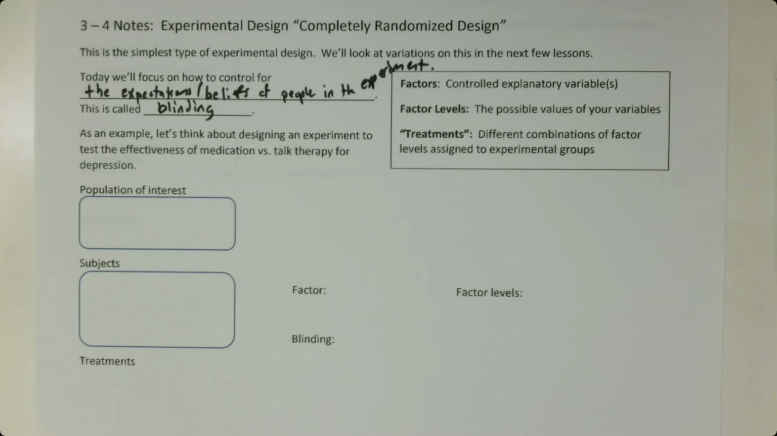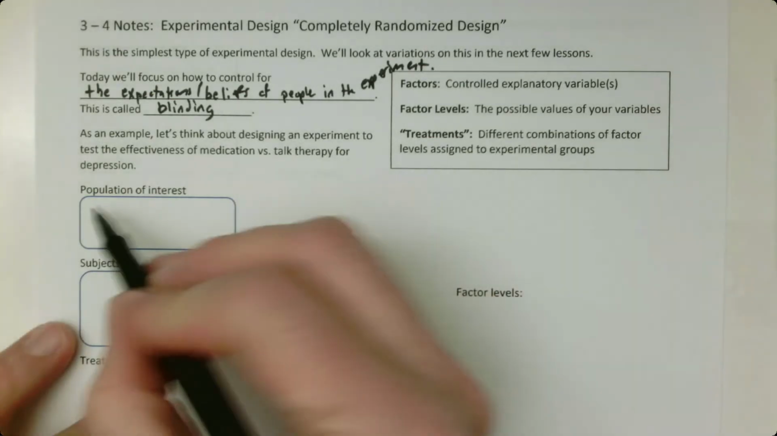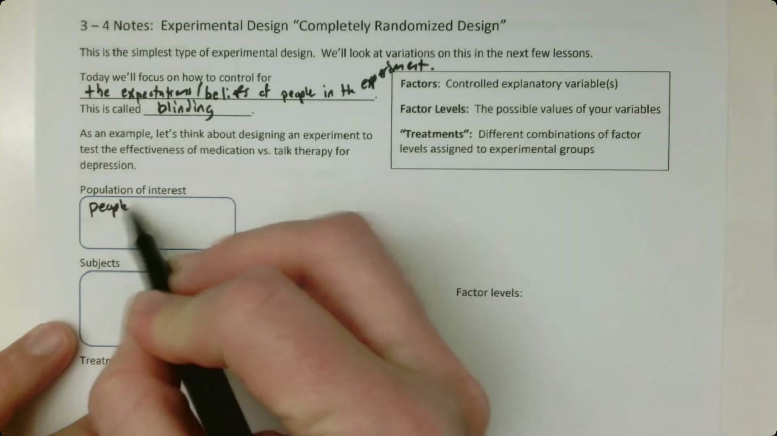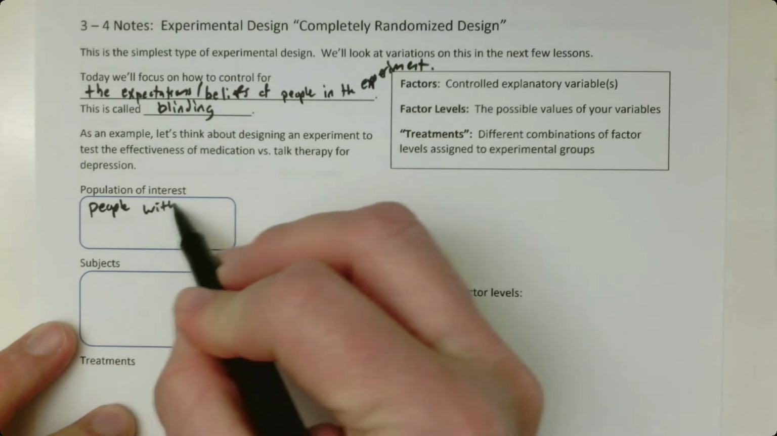So as an example, to start off, let's think about designing an experiment to test the effectiveness of medication versus talk therapy for depression. Those are both kind of common ways of trying to address depression. A lot of studies have looked at both. So the population of interest would be people with clinical depression.